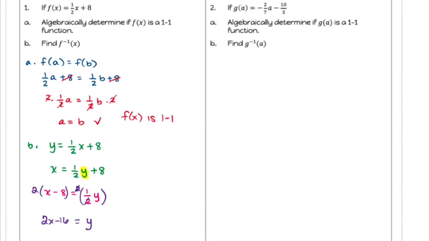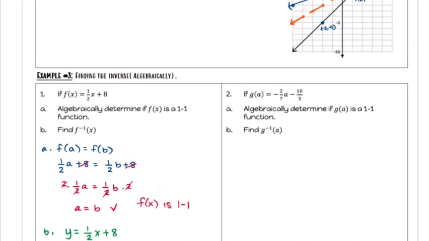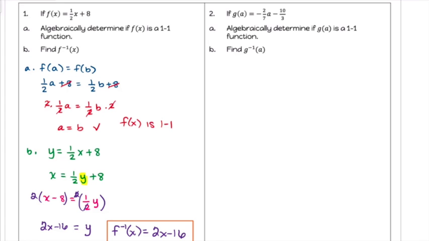And we would get 2x minus 16. I am going to write my final answer in proper notation. So don't leave it in terms of y and x. Change it back to function notation. So we have f inverse of x is equal to 2x minus 16. That is your final answer. All right, let's do it again.